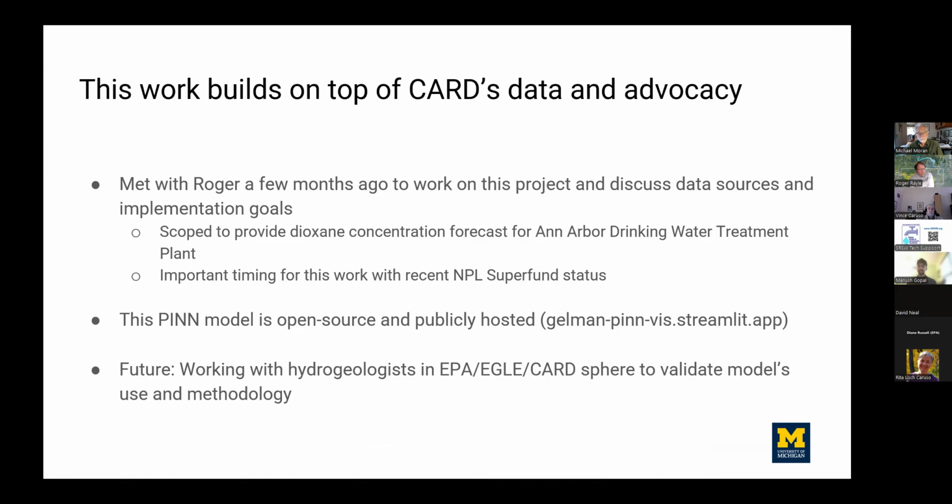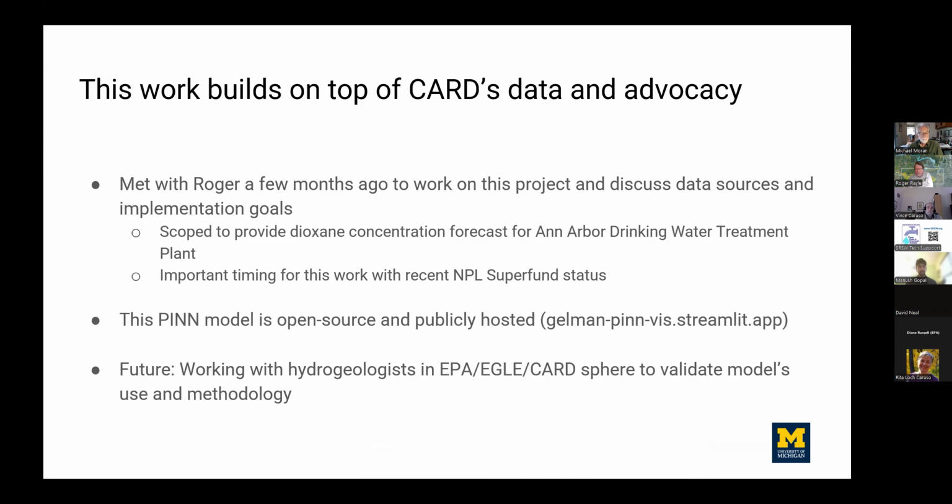Which got me thinking on if there's any hydrogeologists working on this, if there's any way that this could be used as a decision support tool, if there's any sort of use for this type of work, I would love to know from all of you. This PINN model is open source and it's actually on a website right now, so anybody can visit it and just see the predictions. And then on the bottom there, I would love to work with Eagle. I've chatted with Aaron, who's on this call right now, and we're supposed to meet next week for how this could work with the drinking water treatment plant.